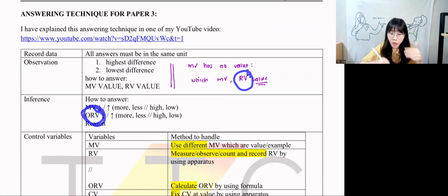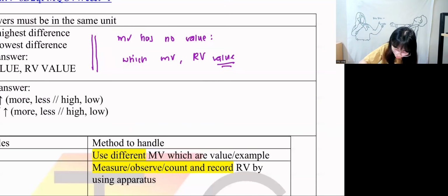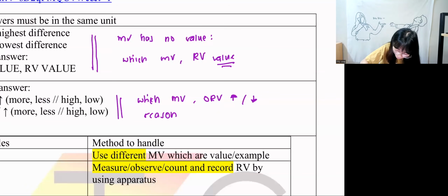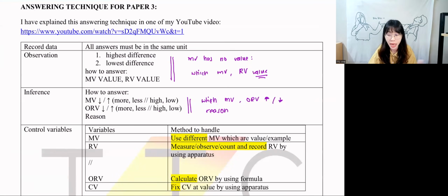That is energy value. So again, right now, because our MV has no value, how do we explain our inference? We have to say which MV, the ORV is the highest or lowest energy. For example, let's say groundnut. Groundnut has the highest or the lowest energy value. Why? Your reason is because they absorb more or less heat. This is how we explain our inference.